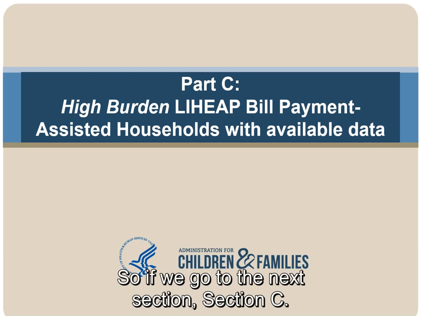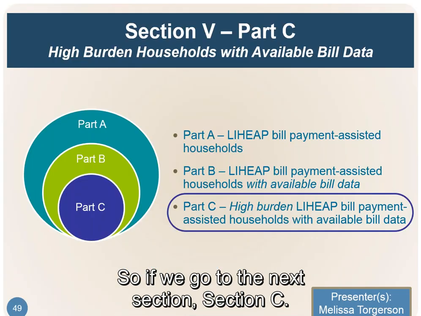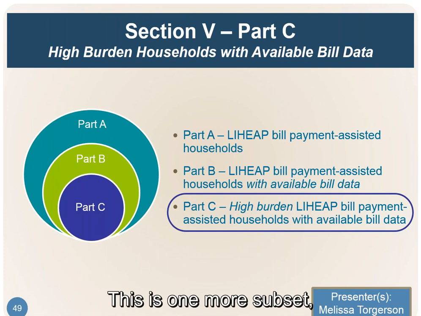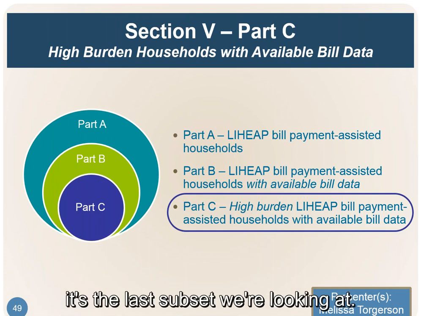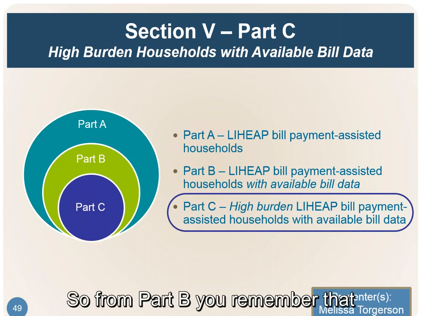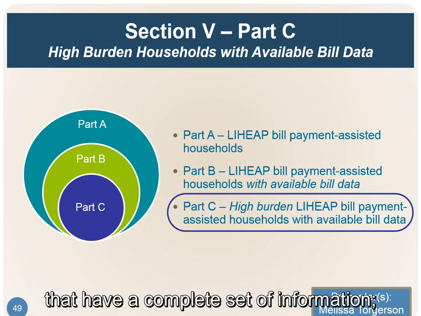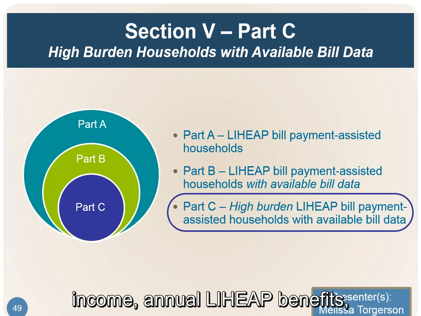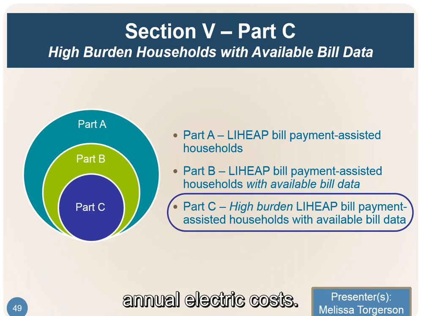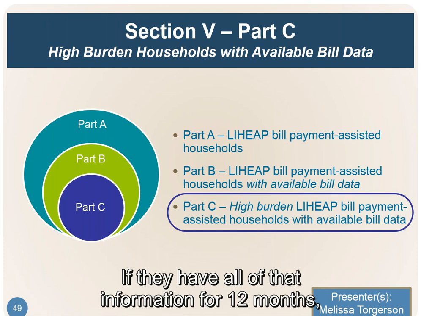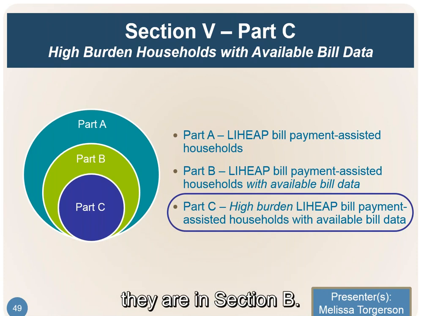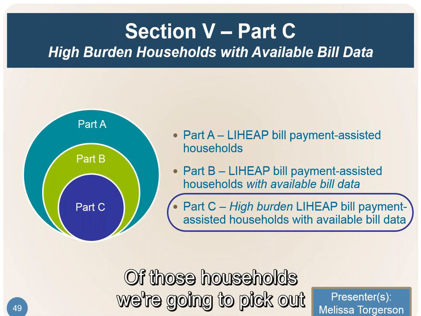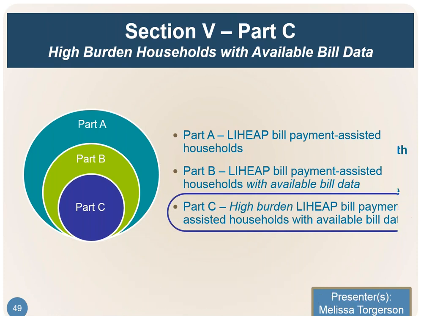So if we go to the next section, Section C, this is one more subset. It's the last subset we're looking at. In Part B, remember that we're looking at all the households that have a complete set of information: income, annual LIHEAP benefits, annual main heating fuel costs, annual electric costs. If they have all of that information for 12 months, they are in Section B. Of those households, we're going to pick out the highest burden households for Part C.